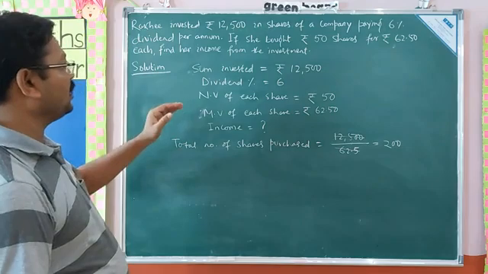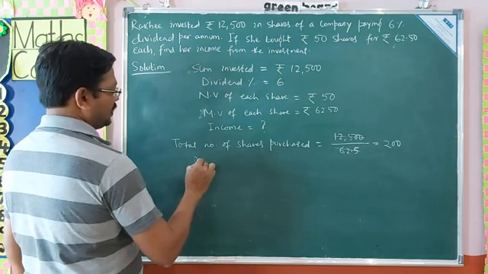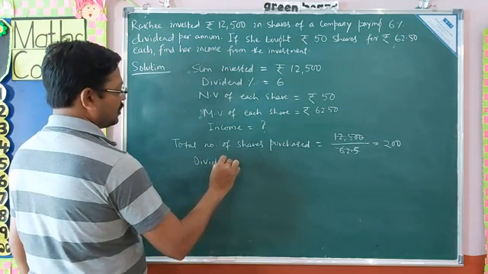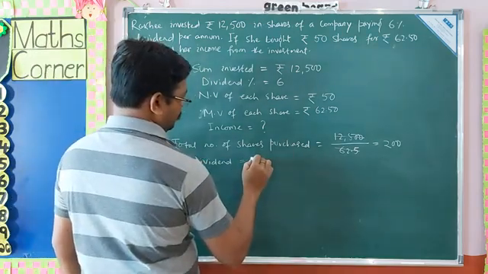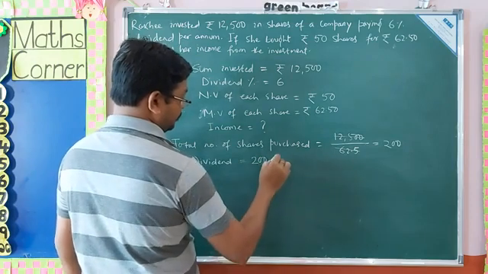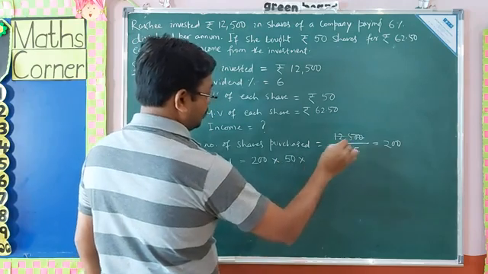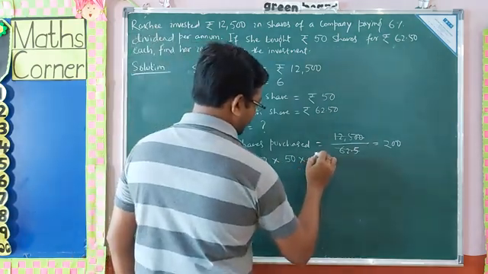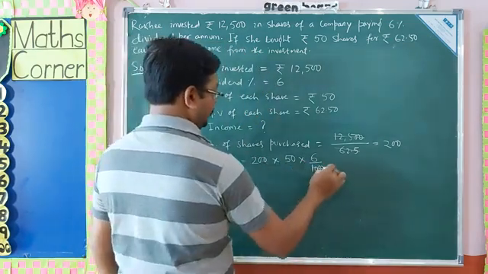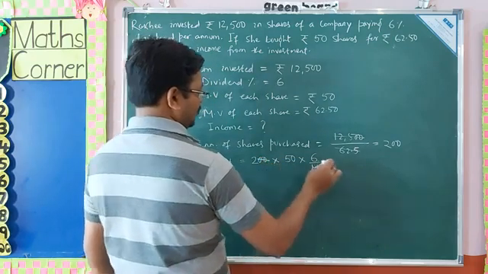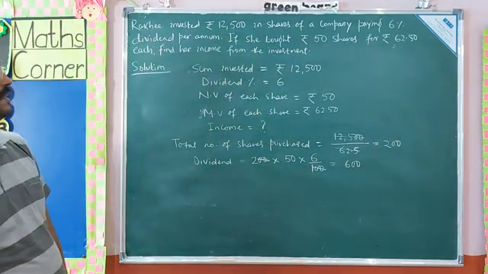Now we need to find the dividend. So dividend is equal to total shares into nominal value into dividend percent. Dividend percentage 6%, that is 6 by 100. So how much are we getting? 200 into 50 into 6 by 100. So this is the dividend, we got 600.